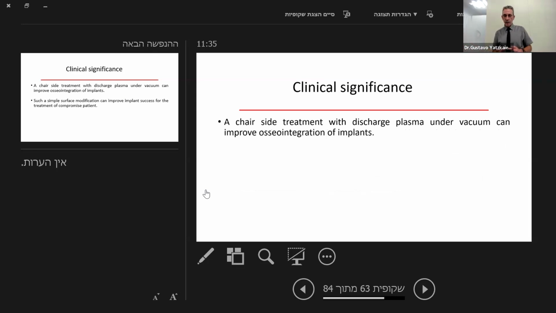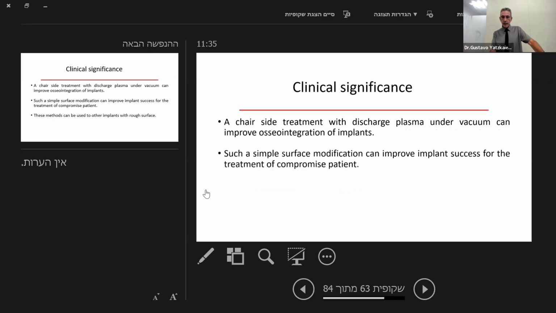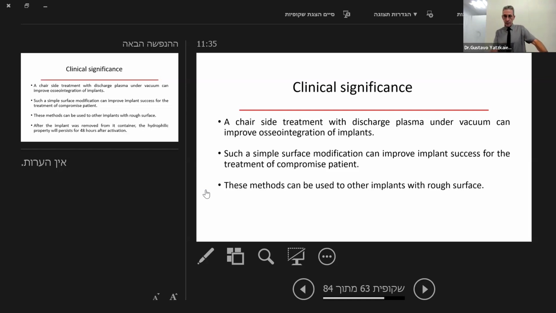First of all, we have a device that we can use in our clinic to change the surface property at the same time, so we do not have to worry about a decrease in hydrophilicity. The second thing, very important, is that we can improve our success rate in compromised patients, compromised areas, or when we want to stretch the boundaries. Third, we can use it on other implants with rough surfaces.